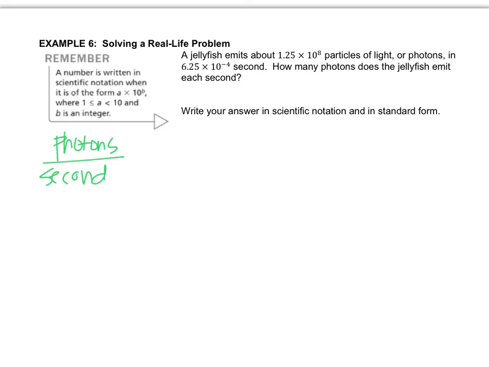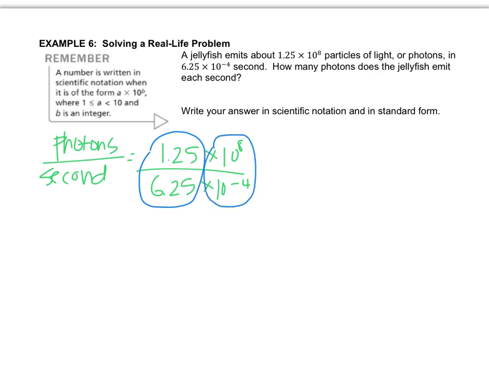So you should have done scientific notation in the red book. We're going to do photons, which is 1.25 times 10 to the 8th divided by 6.25 times 10 to the negative 4th. So what I'm going to do in this example is I'm going to divide these numbers and I'm going to divide my powers. So 1.25 divided by 6.25 is 0.2. And then 10 to the 8th divided by 10 to the negative 4th is subtract the exponents, 10 to the 12th.